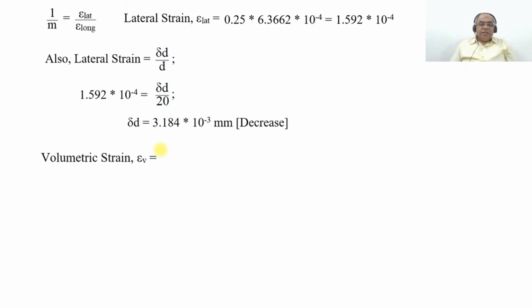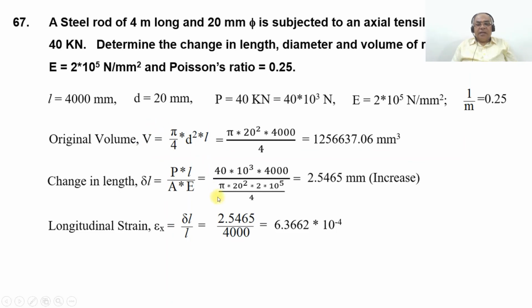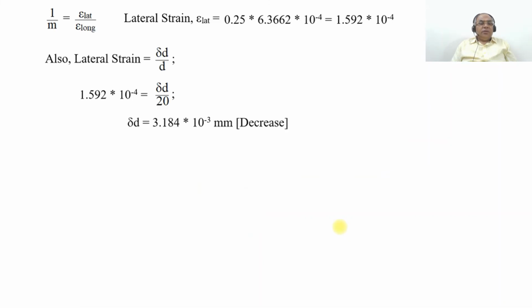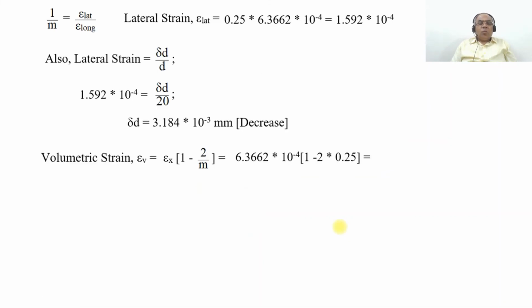Similarly, the volumetric strain epsilon V will be equal to epsilon x into 1 minus 2 by m, because it is the diameter. So what is epsilon x? That is 6.3662 into 10 to the power of minus 4, because epsilon x is nothing but delta L by L. You know delta L and L, which we have already calculated. That is delta L by L is 6.3662 into 10 to the power of minus 4. So naturally you are going to get that into 1 minus 2 into 0.25. On simplification, you are going to get 3.1831 into 10 to the power of minus 4, which is the volumetric strain.